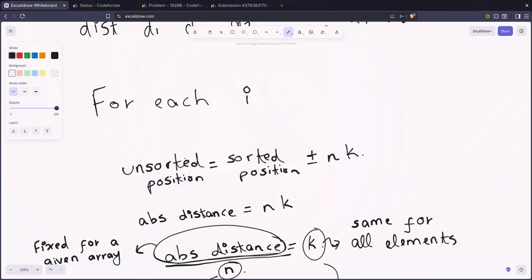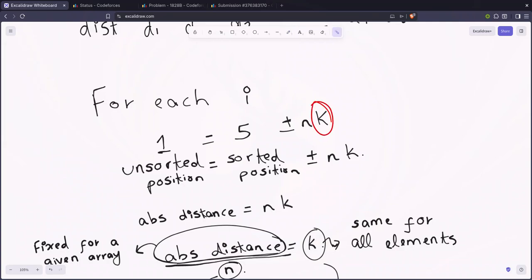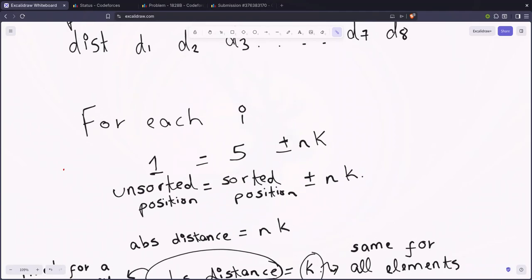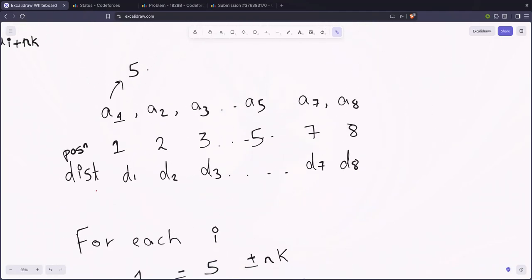So I just noted down. In this case, the element 5 is present at position 1. It will be equal to the sorted position. After sorting, it will be at position 5 plus minus n times k, right? There will be a k, such that we need to find a maximum k, such that for each index all these conditions hold true. You can imagine it, right?